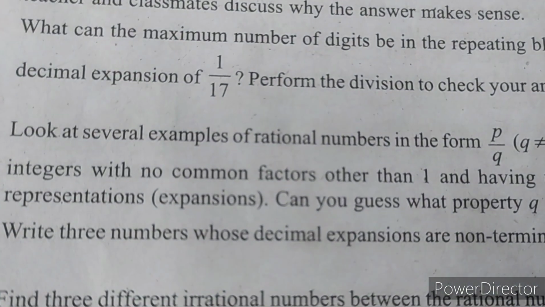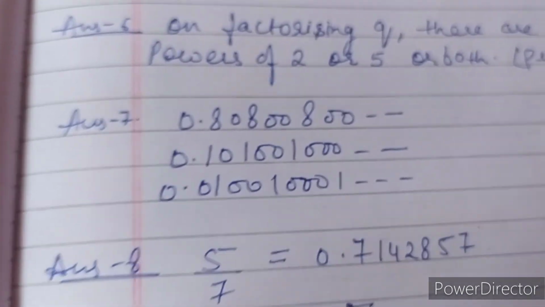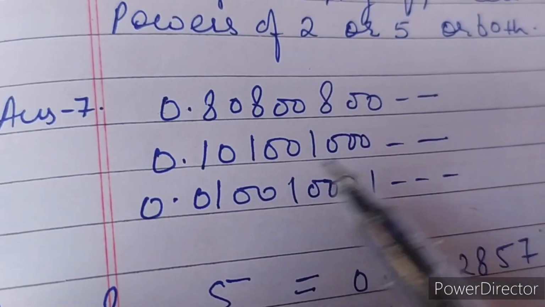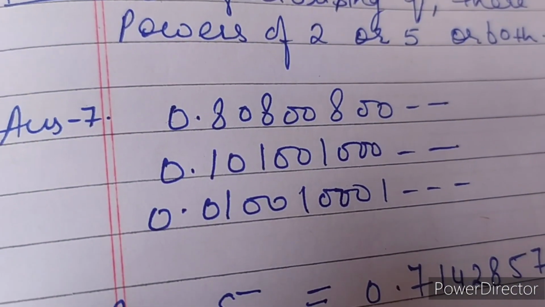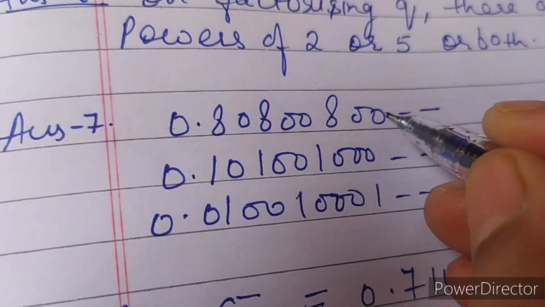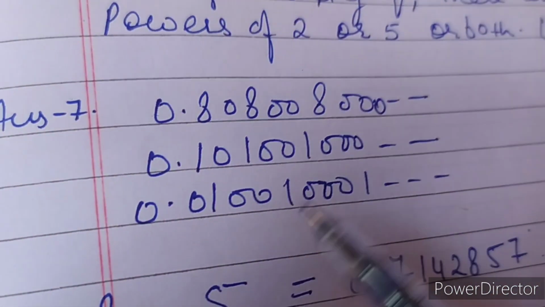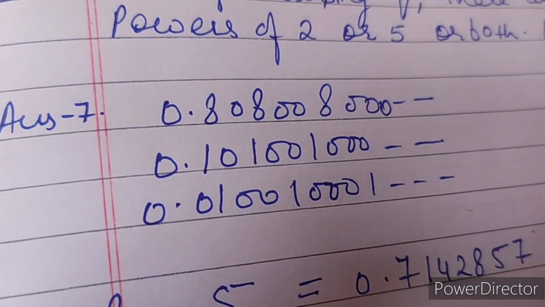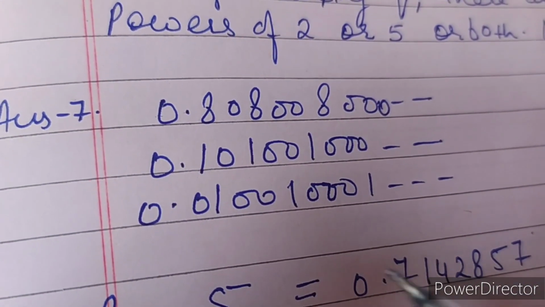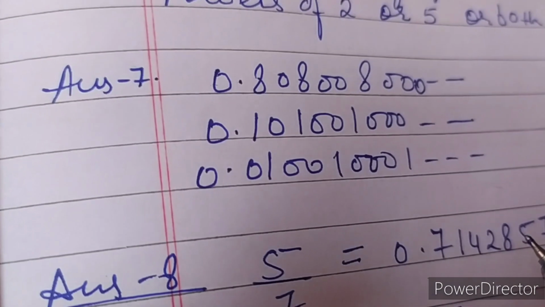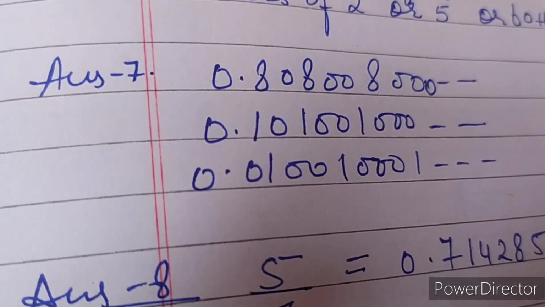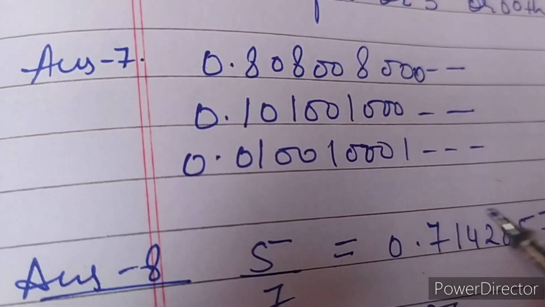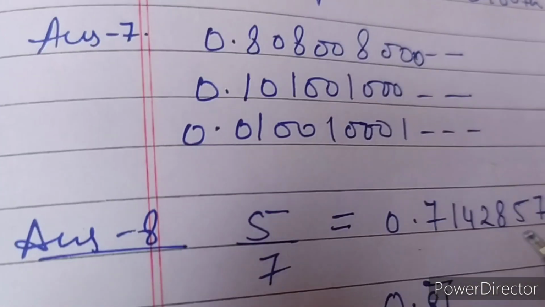Question number 7 is, write 3 numbers whose decimal expansions are non-terminating and non-recurring. So in this, I have taken any 3 examples; you can take any. I have taken 0.80, 0.8008, 000, and so on; 0.10, 100, 1000, and so on; 0.0100, 100, 140, and so on. So you can write any decimals whose expansions are non-terminating and non-recurring.